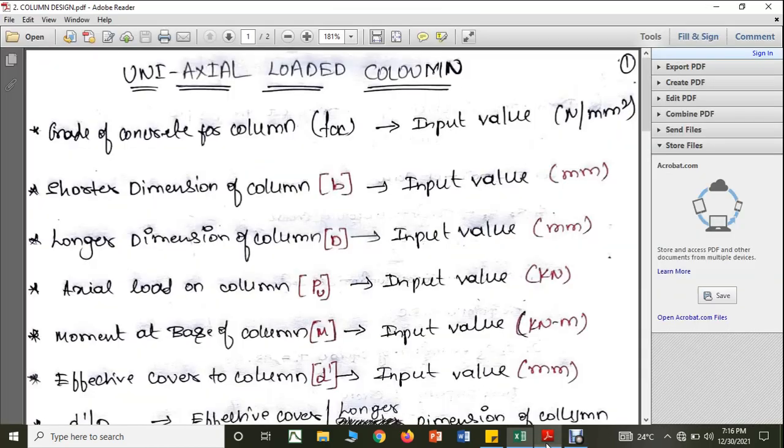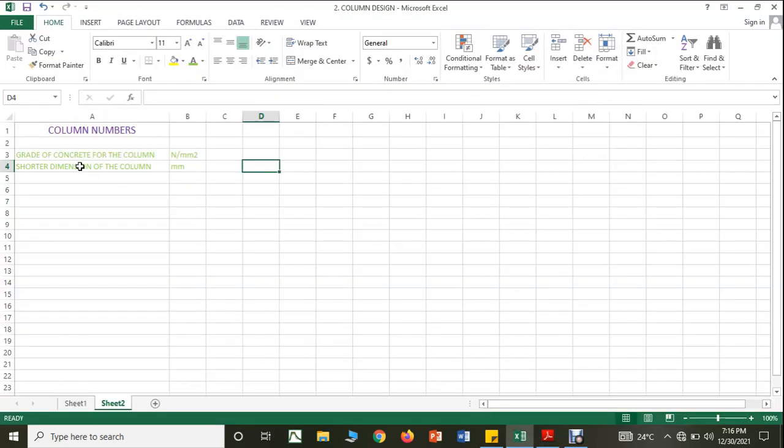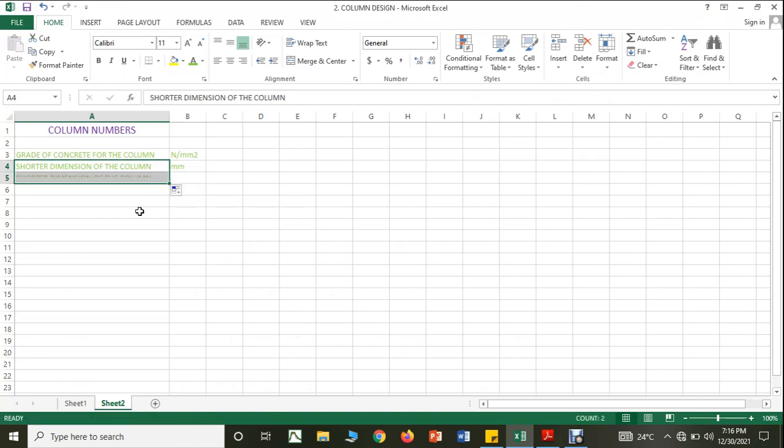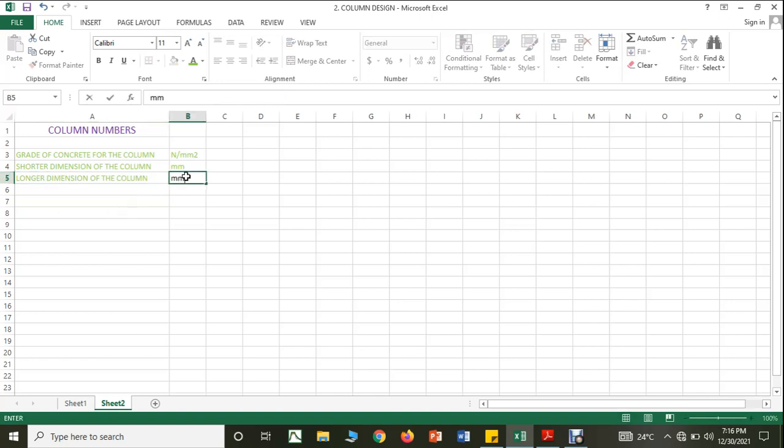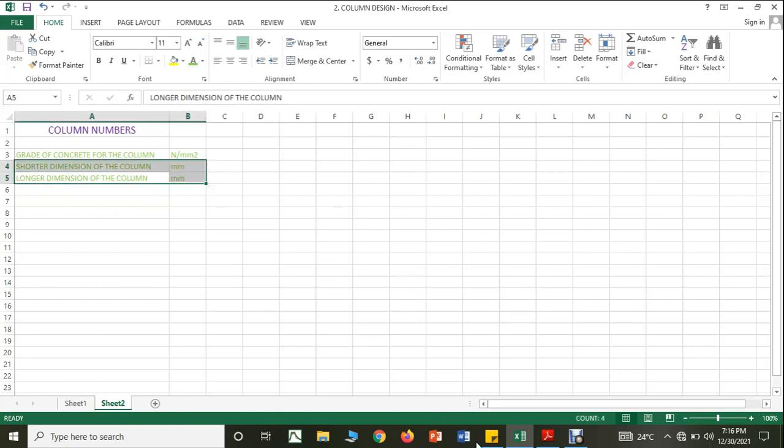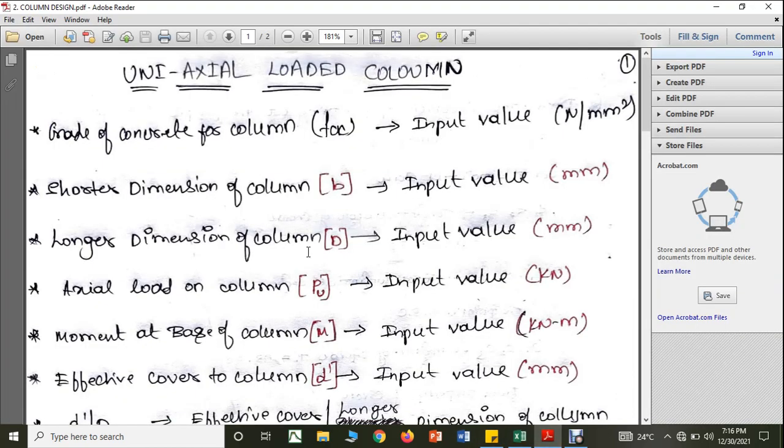Then after that, you also need the longer dimension of the column, which is given in capital D. That is also an input value, that will be in mm. I can directly bring this here, making this the longer dimension of the column, which will also be in mm. So then after that, shorter dimension, longer dimension.